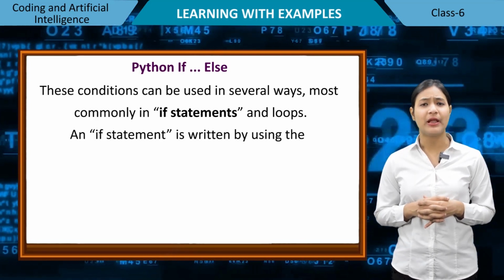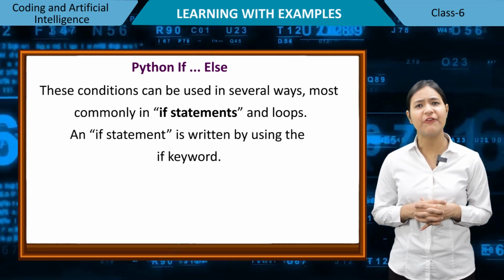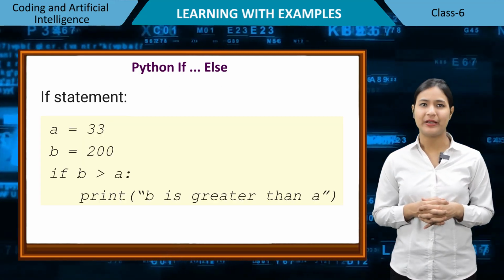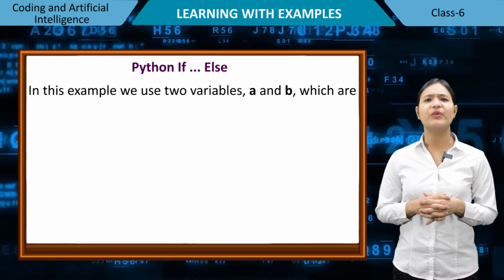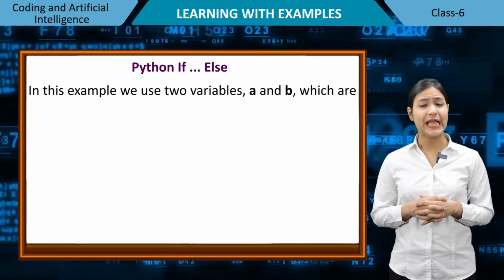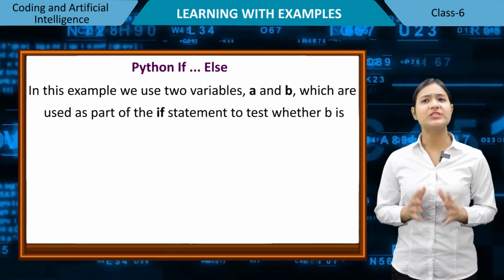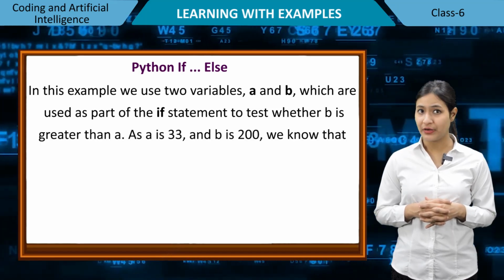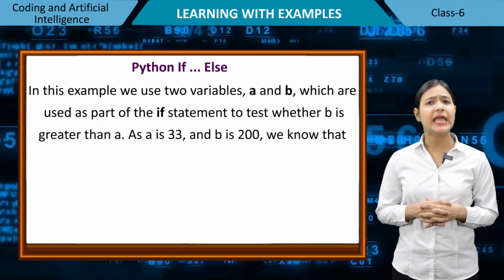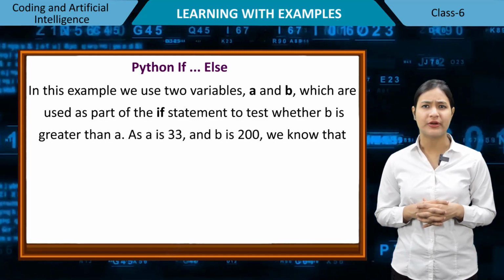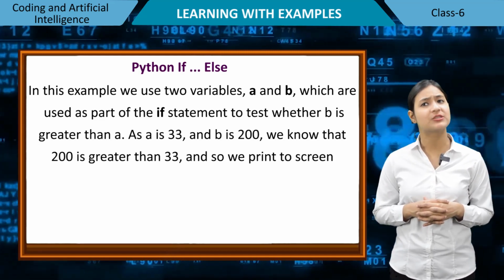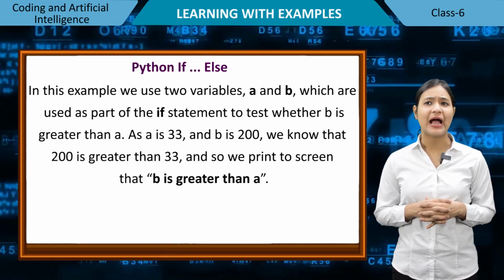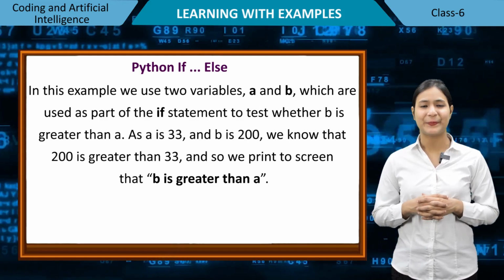An if statement is written by using the if keyword. Example 1. If statement. In this example, we use two variables, a and b, which are used as part of the if statement to test whether b is greater than a. As a is 33 and b is 200, we know that 200 is greater than 33, and so we print to the screen that b is greater than a.